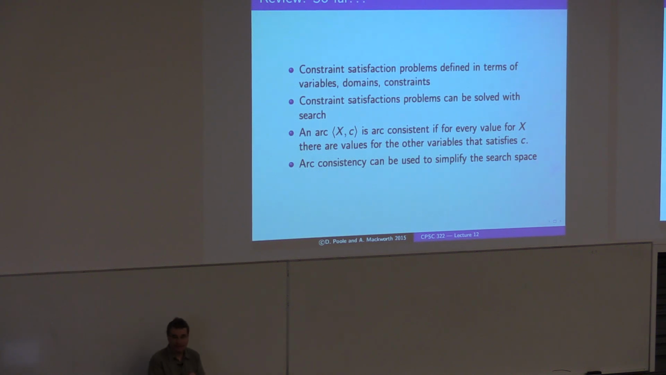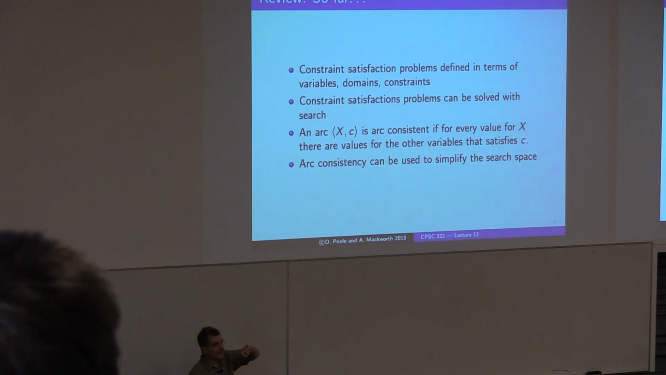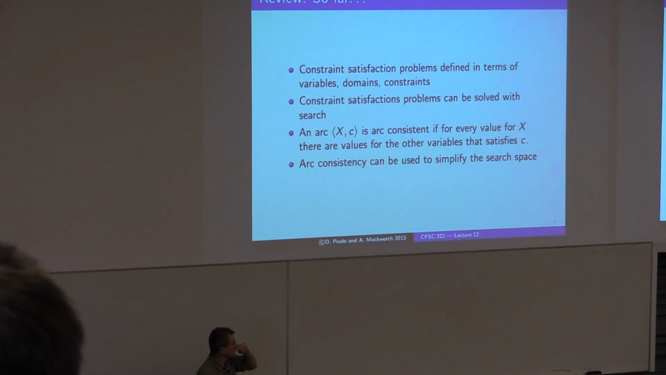So what I've done so far is constraint satisfaction problems in terms of variables, domains, and constraints. And we can solve them by search. We can search through the values for the variables, and then once we have violated a constraint, we can prune the search. Or we can use arc consistency.